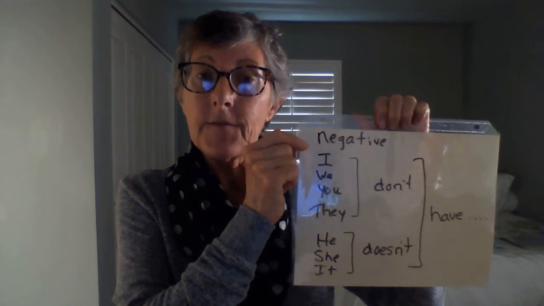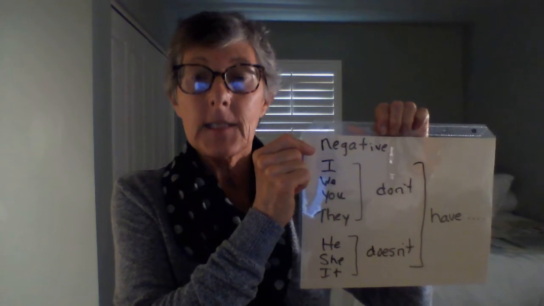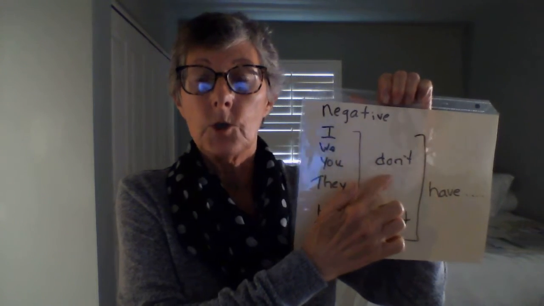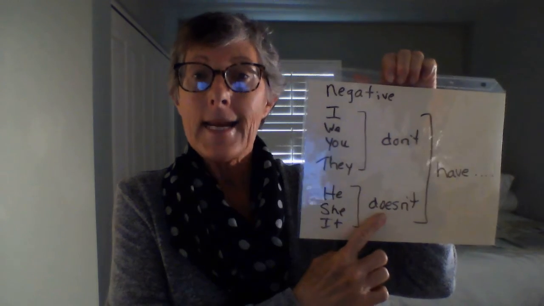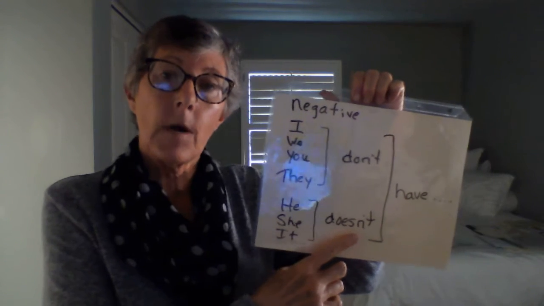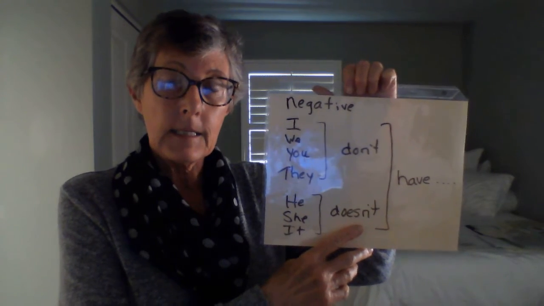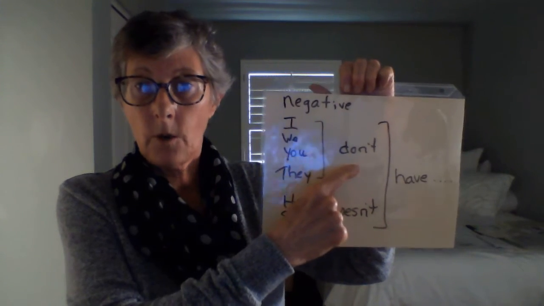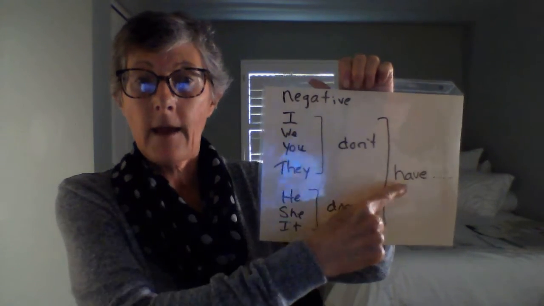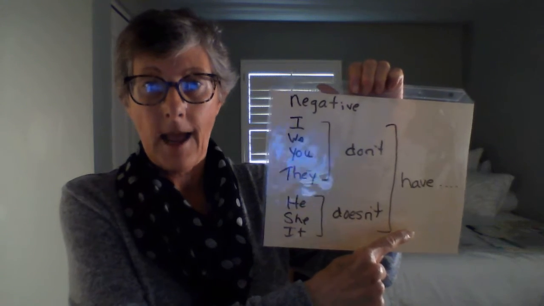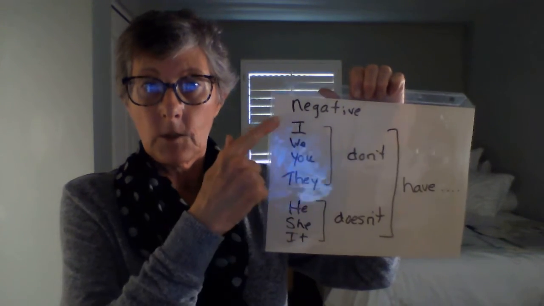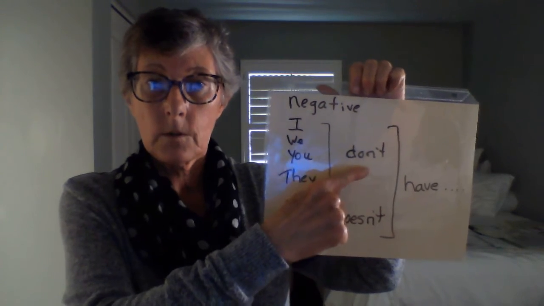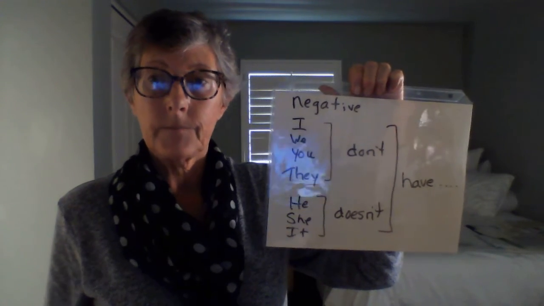So for negative sentences in the simple present tense, we use don't and doesn't. For negative sentences in the simple present tense, we use don't have, doesn't have. So for negative sentences, don't and doesn't.